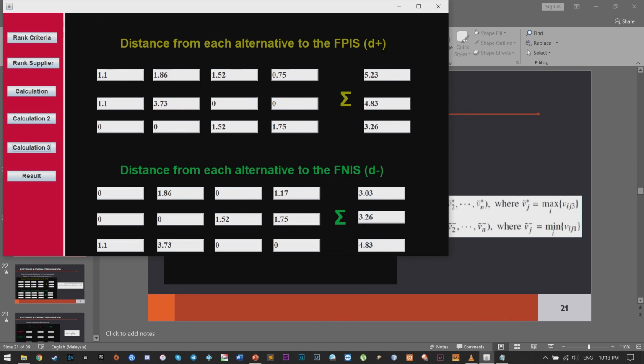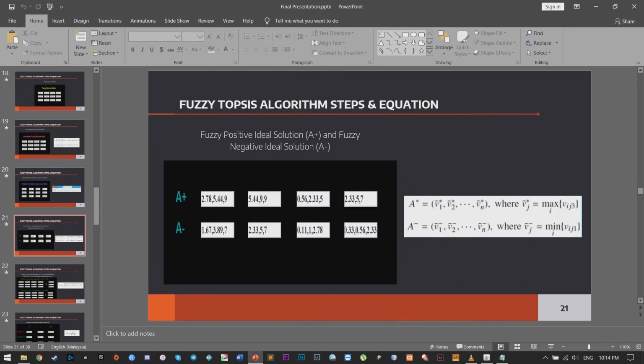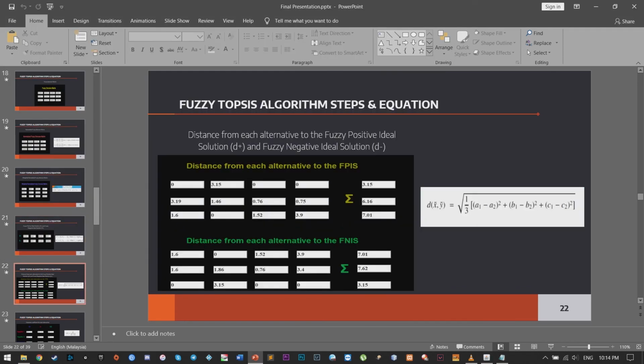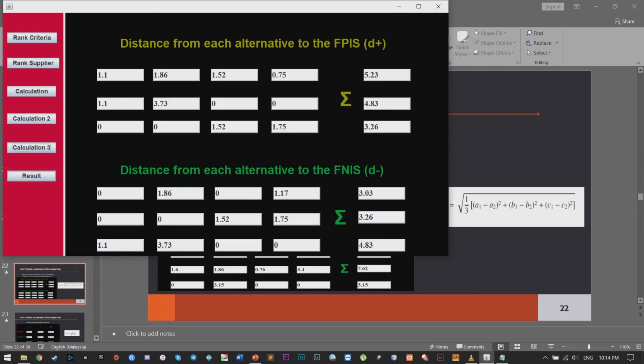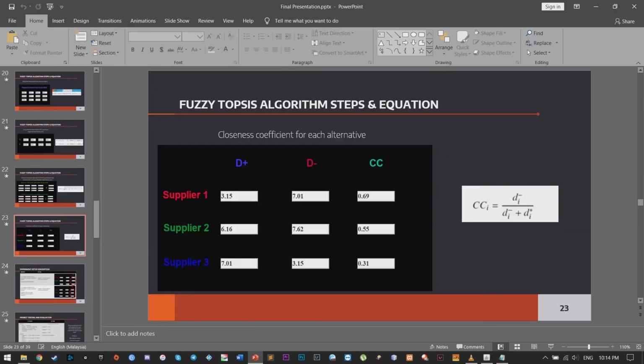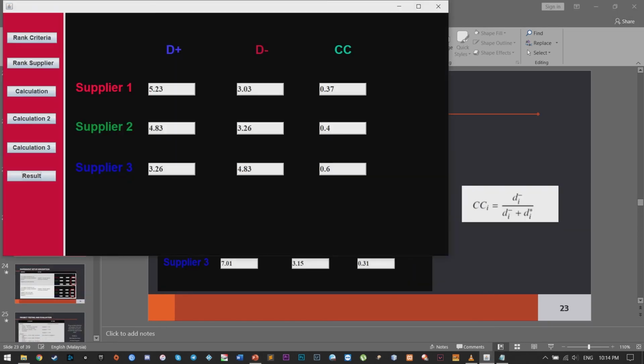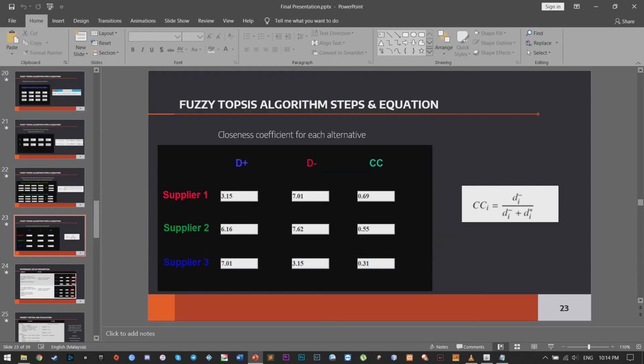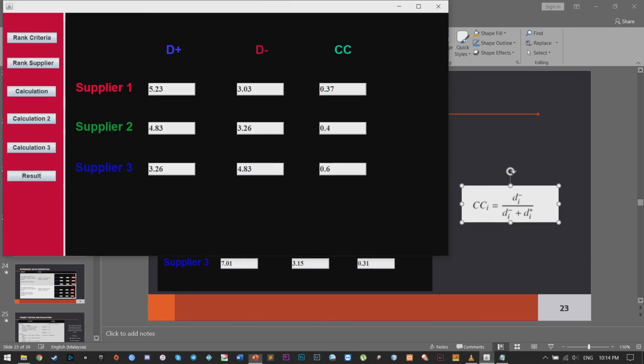And then next is the distance from each alternative to the FPIS, D plus. The formula is here. And lastly is the result page. To get the closeness coefficient, D minus will be divided by D minus plus D plus, or D star. It is pretty much the same. The symbol is the same.